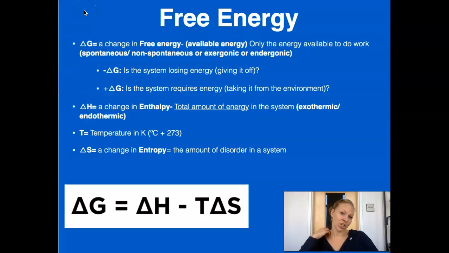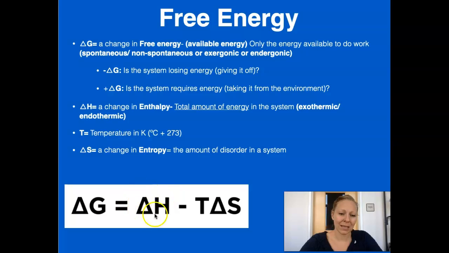So delta G is a change in free energy, or the available energy. And so remember that the words spontaneous or non-spontaneous are synonymous with exergonic or endergonic. And so a negative G is answering the question, is the system losing energy? Is it giving off energy? And a positive G is the system requiring energy from the environment in order for the reaction to occur?